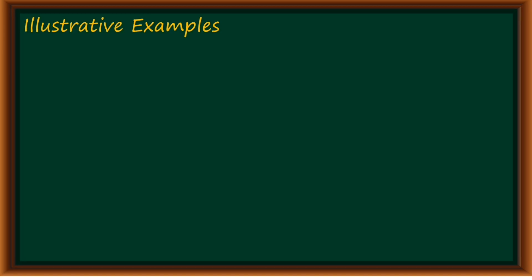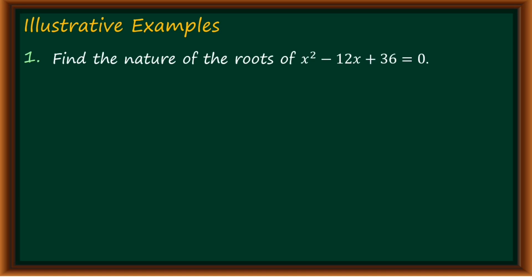Now let us have some illustrative examples. Number 1: find the nature of the roots of x squared minus 12x plus 36 is equal to 0.